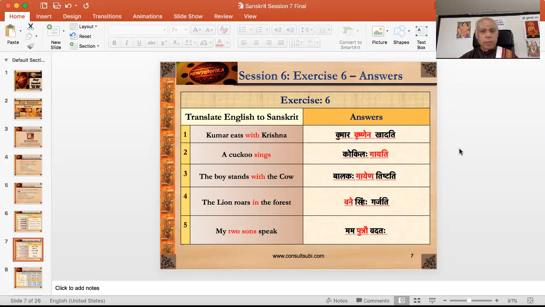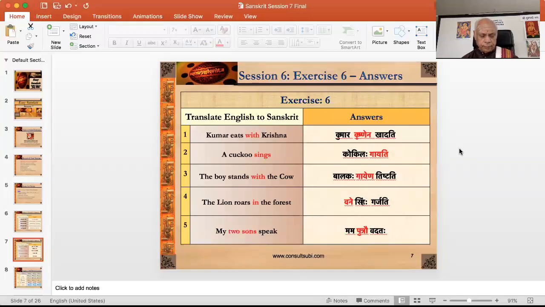Two names for the same object. Gayati, present tense, sings. Charati, present tense, boy stands with the cow. Gayena, you see that na coming in. It means with.